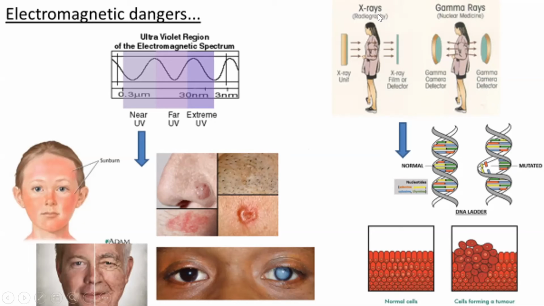With X-rays and gamma rays, what this is showing is that they can mutate DNA. And if DNA is mutated, normal cells can become damaged, and they don't know when to stop dividing. And that's what a tumour is. It's damage to DNA, and the cells go a bit rogue, and they don't know when to stop dividing. Okay, so that's the dangers.